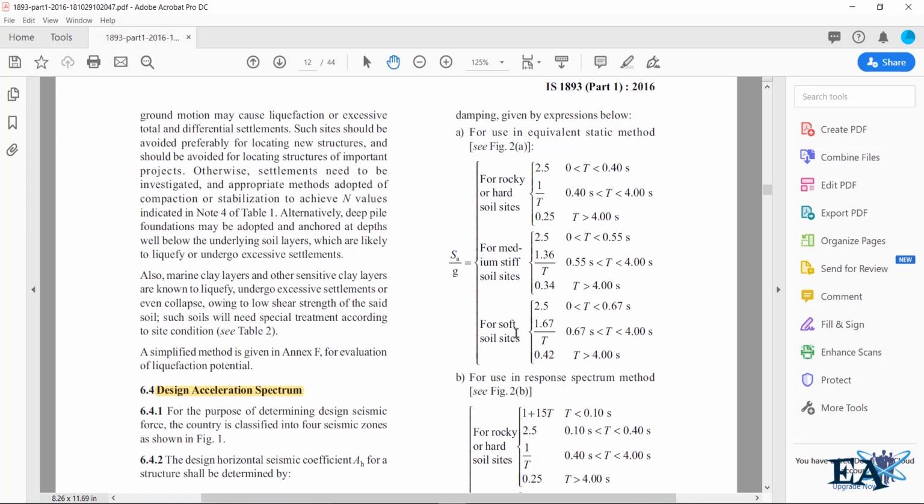Now to calculate Sa by g, we need the time period of the building. So how do you calculate the time period? For that also the formula is given. So let us go down.